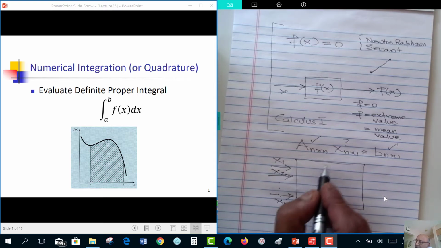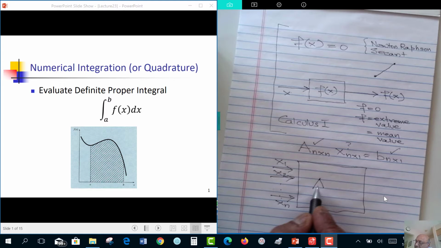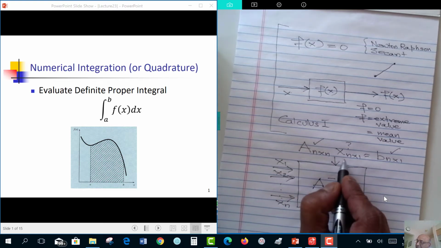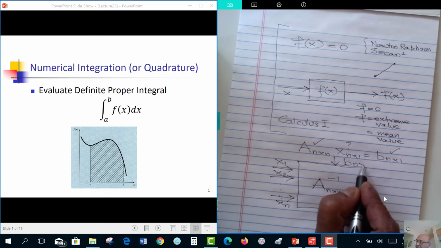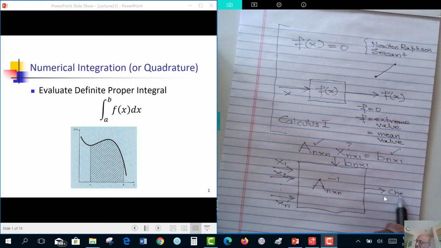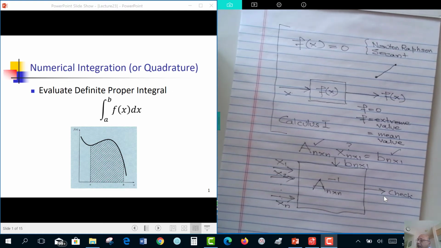And of course, inside you have your matrix A, which could be stored in the form of, say, A inverse. And then you feed in some matrix B. And we have our X value to satisfy. So we check whether AX is equal to B or not.